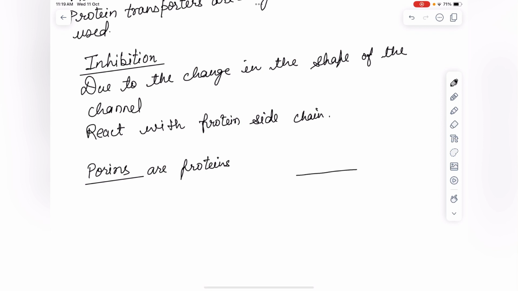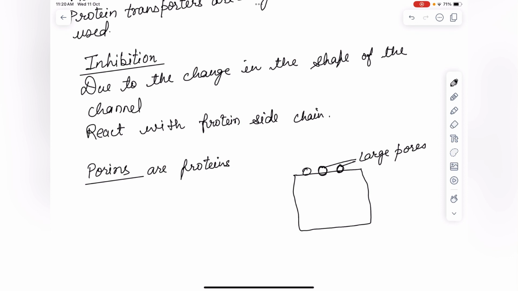सेल की मेम्ब्रेन पे पोर्स प्रेजेंट होंगे, large pores will be present, and it will allow a variety of molecules to cross. It is present on the outer membrane. This is the outer membrane, and large pores are present. It is called porins, and it is made up of proteins.